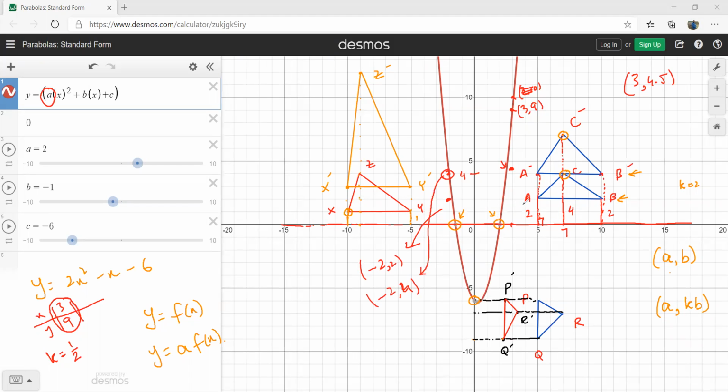So that should be enough evidence for you to believe that if you stretch a curve vertically, the y coordinates change k times. And that is how you write the new equation of the stretched function. You multiply the whole of the function with a number, and that number is the scale factor. Now, if it is clear to you, can I take you to the horizontal stretch?